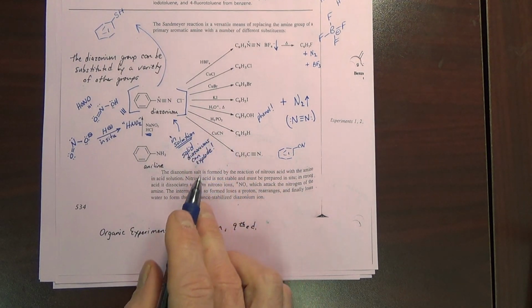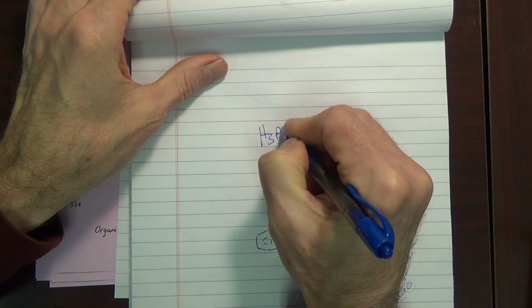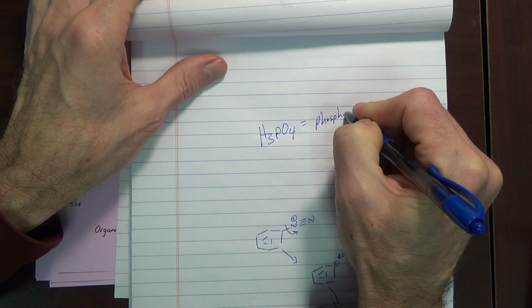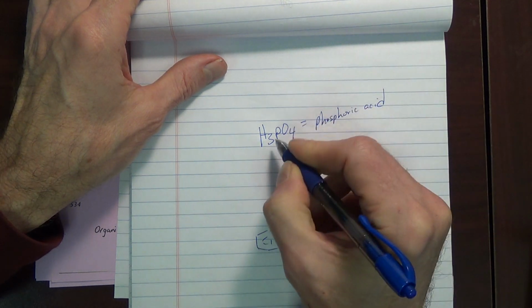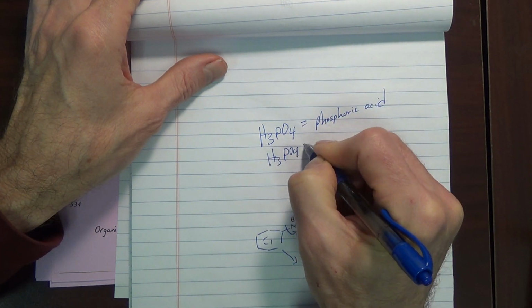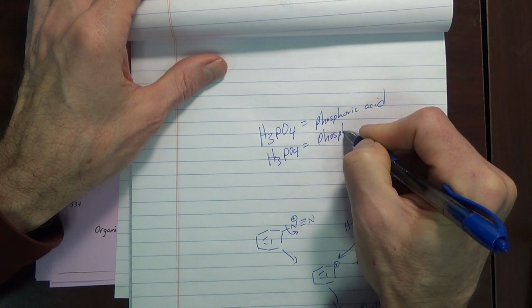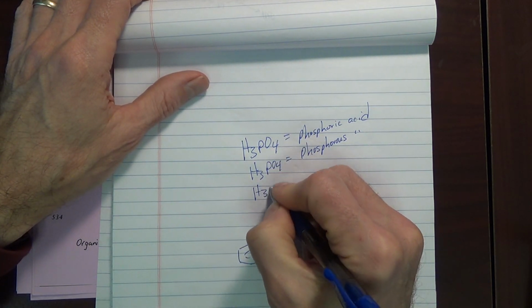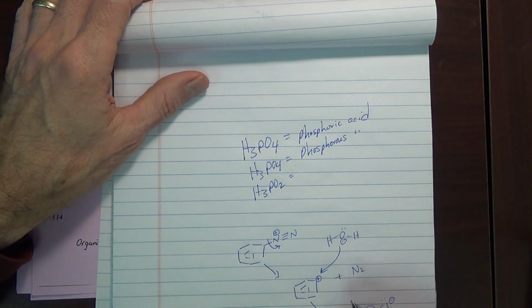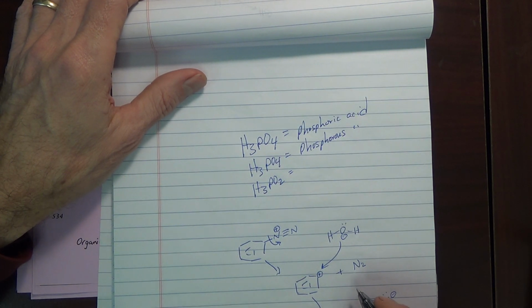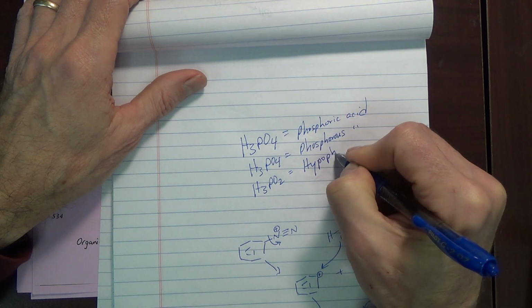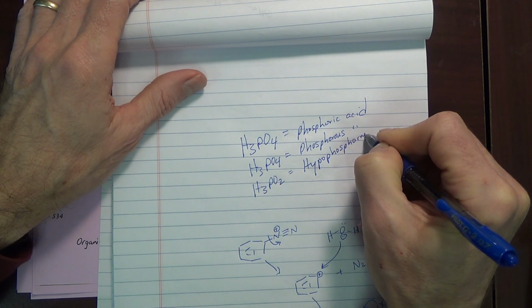The last one here is if you reacted with H3PO2. H3PO4 equals phosphoric acid. H3PO3 equals phosphorus acid. H3PO2 equals what? Hypophosphorus acid.